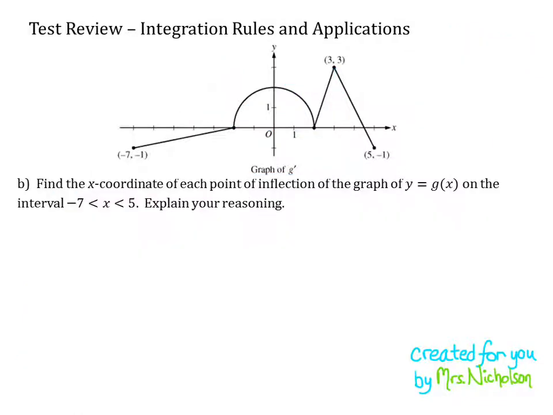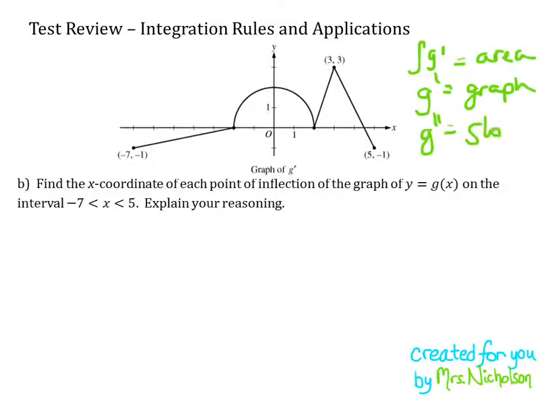So let's move on to part B. And since I'm on a new slide, let me take just a moment: g prime is the graph. The integral of g prime is going to be the area of the graph, and if I have to do g double prime, that's going to be slope. So that's our annotation. I just want it back there on the graph for reference. Question B says, find the x-coordinate of each point of inflection of the graph of y equals g of x on the interval -7 to 5 and explain your reasoning.